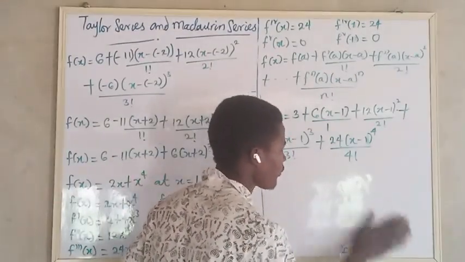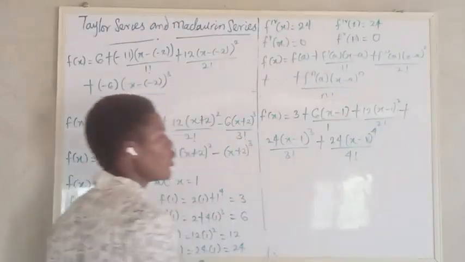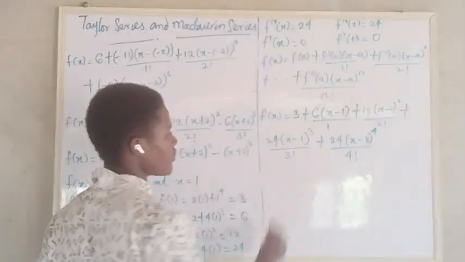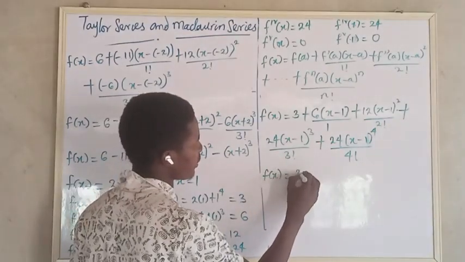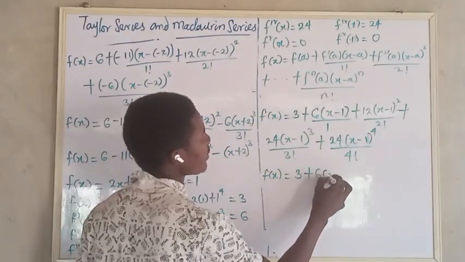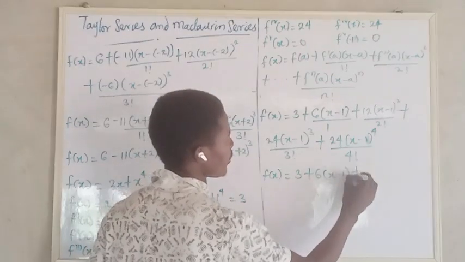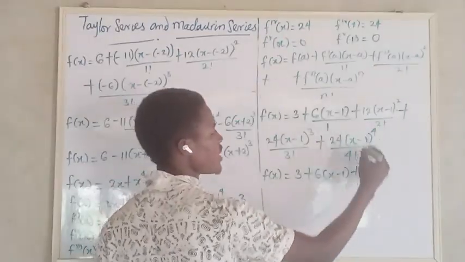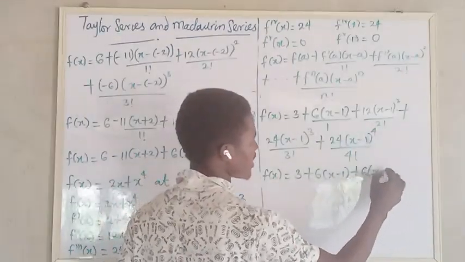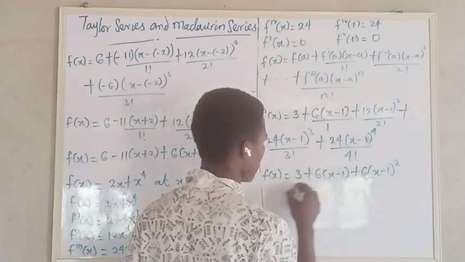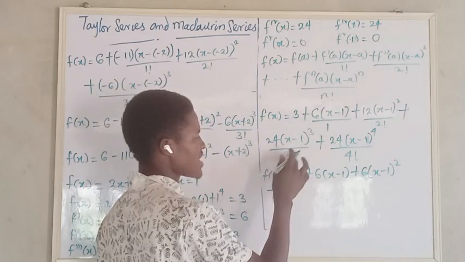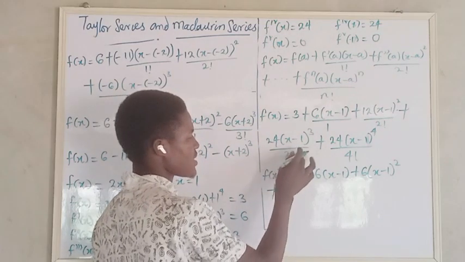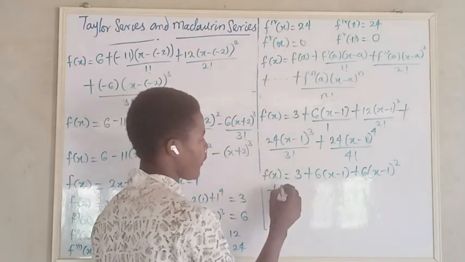The only thing left for you to do is to do the division. So your f of x will now be equal to 3 plus 6 times x minus 1, plus 2 factorial is 2, so 12 over 2 here is 6. So you have 6 x minus 1 raised power 2. Then plus this one, 3 factorial is 6, because that's 3 times 2 times 1, that's 6. 24 over 6 is 4.